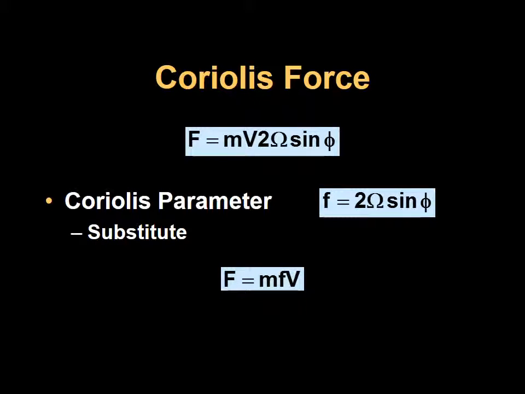You remember from a previous lab and also previous discussions that 2 omega sine phi we call the Coriolis parameter. So we'll substitute the letter f for 2 omega sine phi into this new equation, and it becomes a little bit shorter. And what it says is the Coriolis force is the mass times the Coriolis parameter times the velocity. Now, I want to stress that the velocity of an object traveling through the Earth's atmosphere is directly proportional to the Coriolis force.